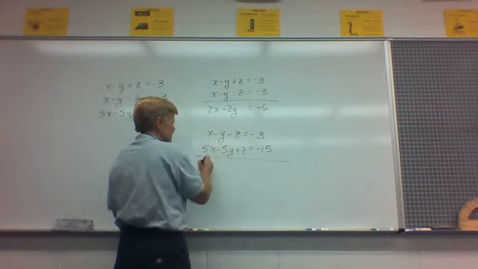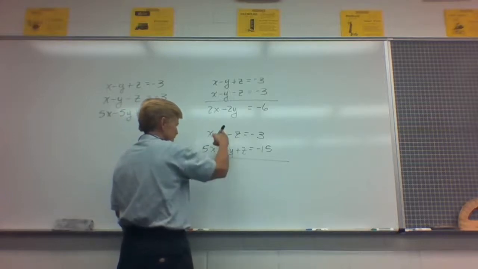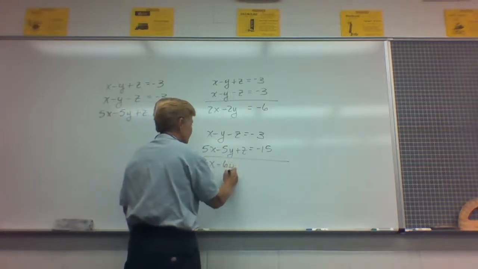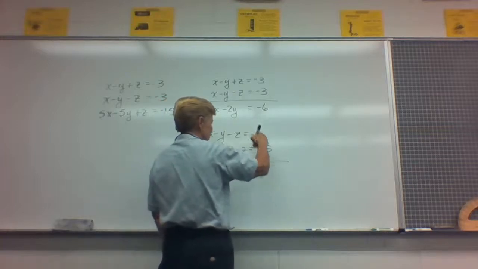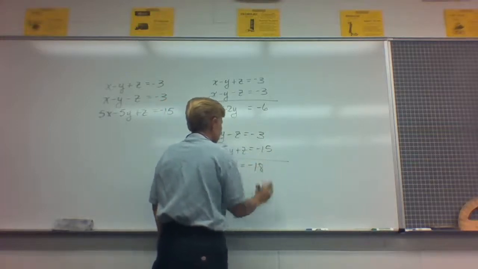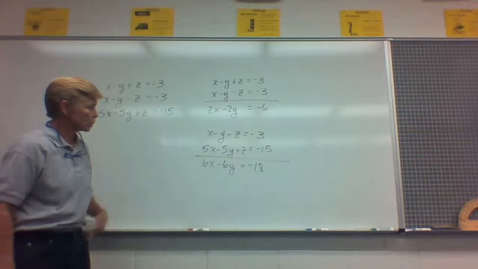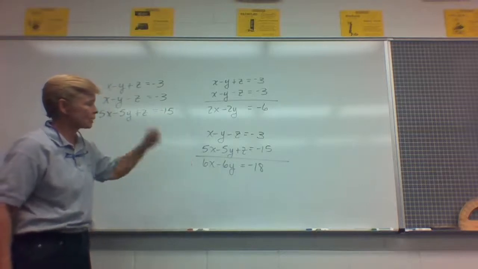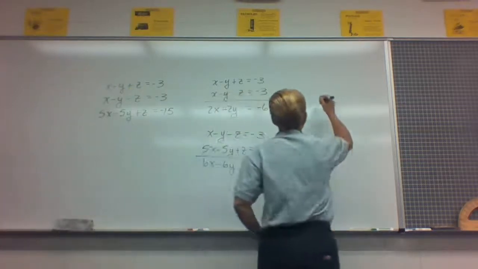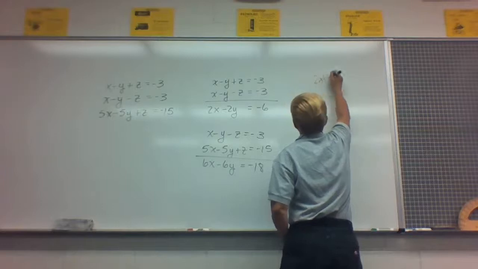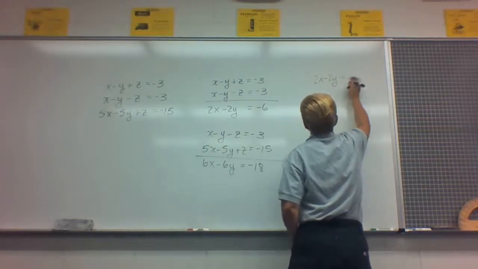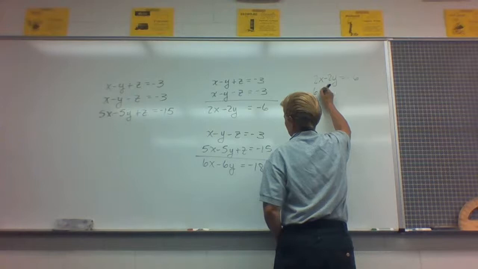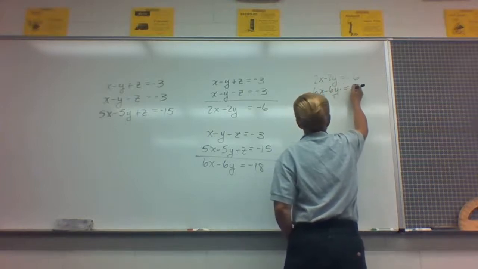I'm going to get 6x - 6y, z's add out, that's how we designed it, equals -18. So far, so good. We got two equations written in x and y, so we're going to stack those together. 2x minus 2y equals -6, and 6x minus 6y equals -18.